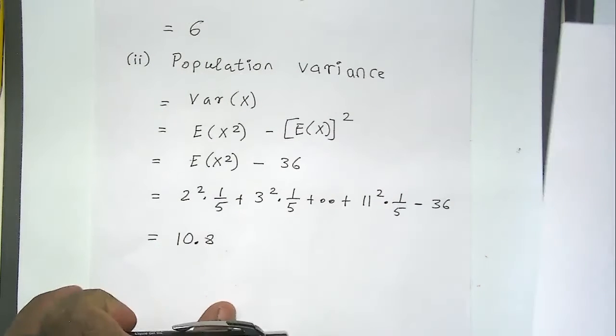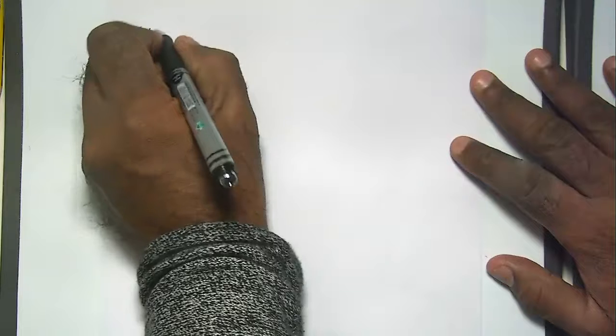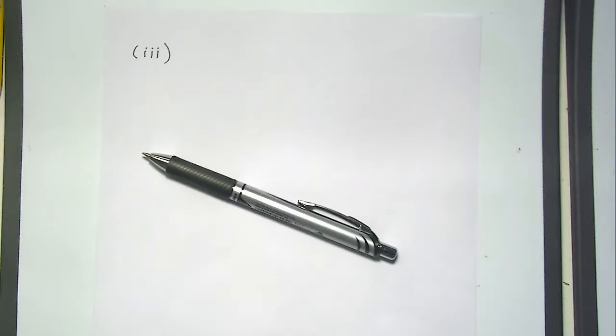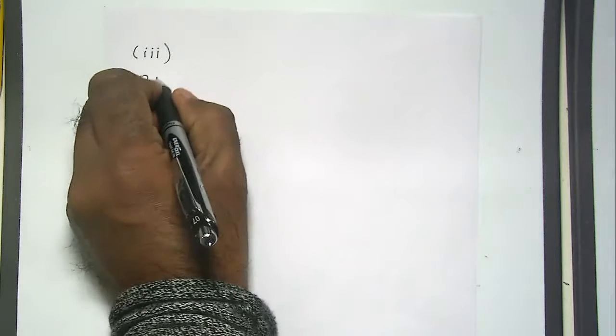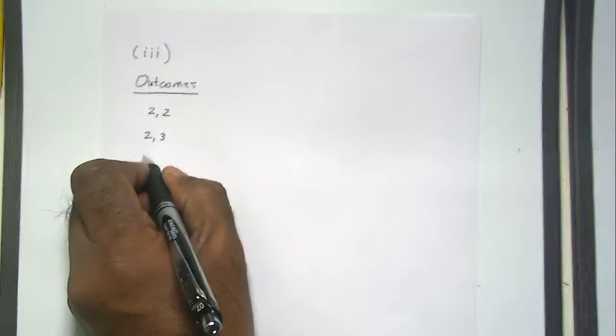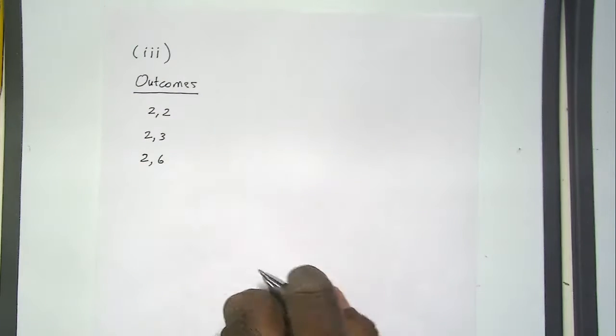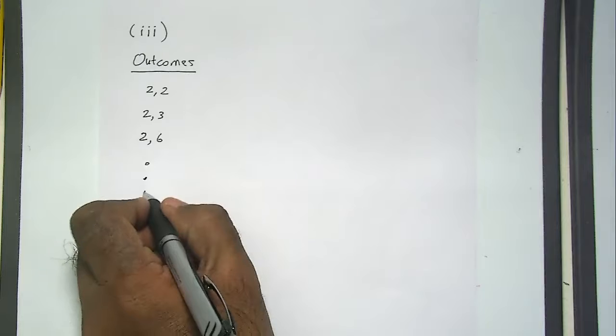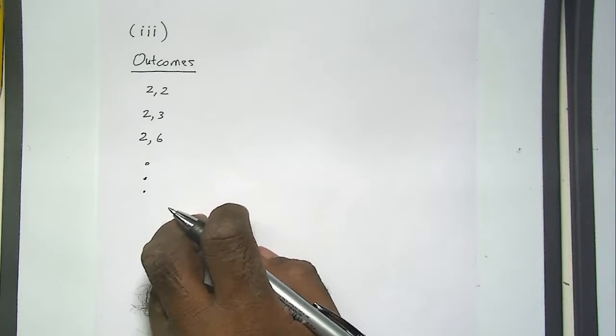Alright, let's go to part 3. So we are picking samples with replacement. So how many outcomes can you have if you do it with replacement? 5 squared, 25. So the outcomes can be 2,2; 2,3; 2,6; and so on, right? I'm not going to write all the outcomes, because it would take me the whole day. You know what I'm saying.